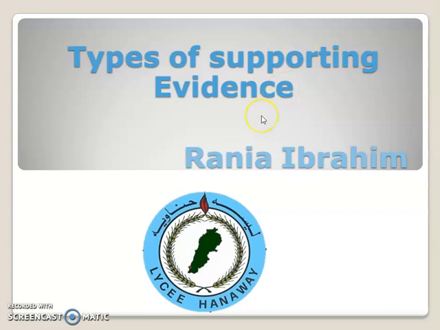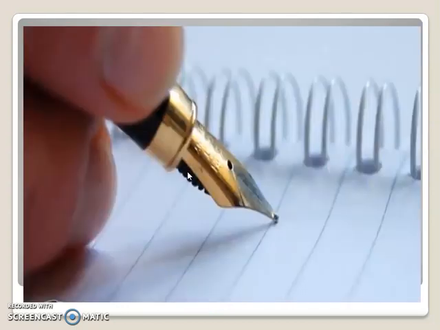So today's lesson is going to be about types of supporting evidence. We're going to learn the types of supporting evidence and why we use them. Before we start, usually when we write a piece of writing, we have two types of writing. We have subjective writing and objective writing.